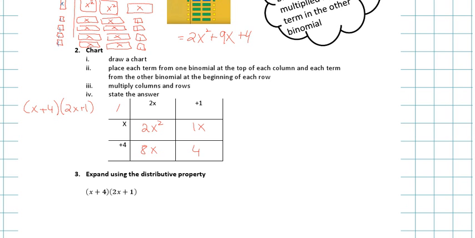Okay, so now again, looking at this, I'm going to collect like terms, right? So collecting like terms for this, I'm going to end up with 2x squared because there's no other x squared. I can collect these like terms, which is 8x plus 1x, which gives me 9x, plus 4. Right? Look at this. If I did it with the algebra tile method, or if I did it with the chart method, I got the same answer.